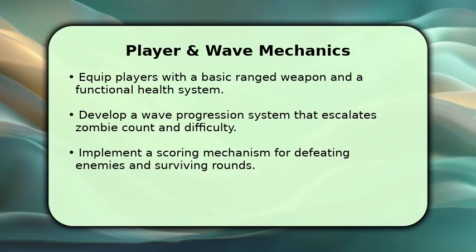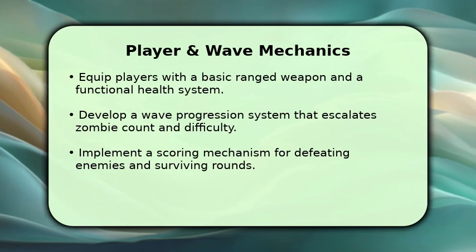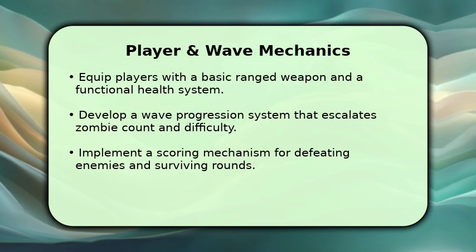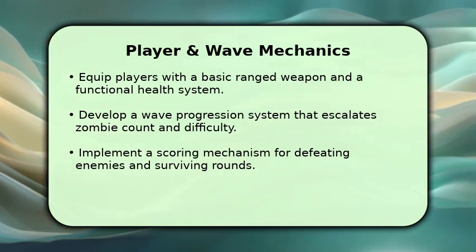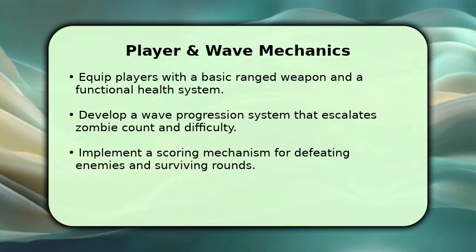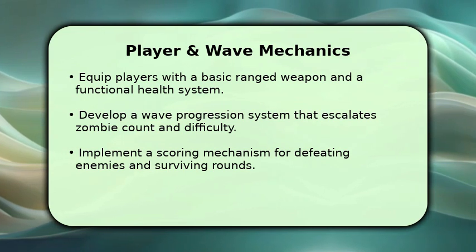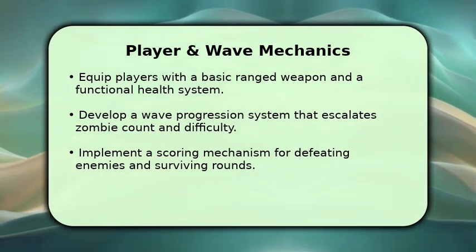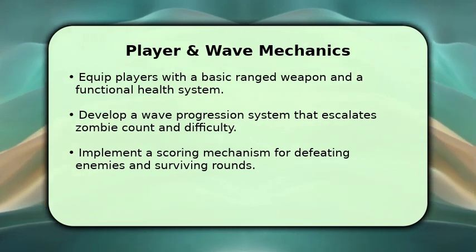Now let's empower your players. Provide them with a starting weapon, perhaps a simple blaster, and a robust health system, typically 100 health. Design a dynamic wave system where each new wave introduces more zombies, or perhaps stronger variants, increasing the challenge. Don't forget a scoring system. Award players points for each zombie defeated and bonus points for completing a wave, encouraging them to survive.